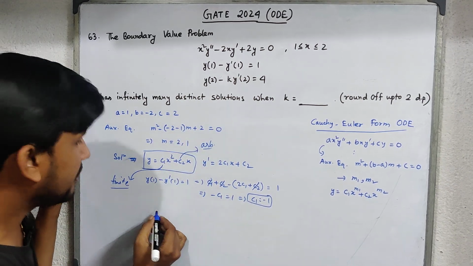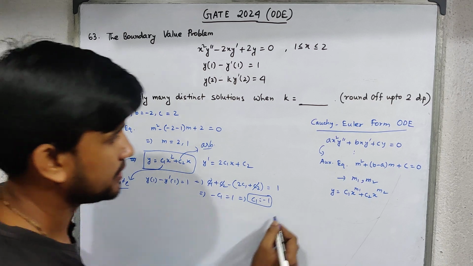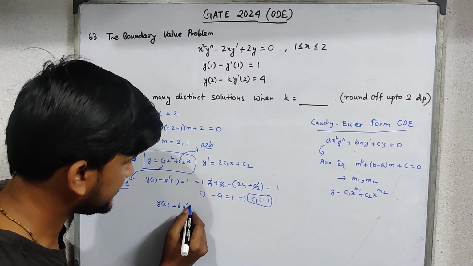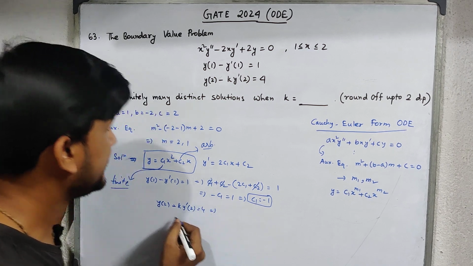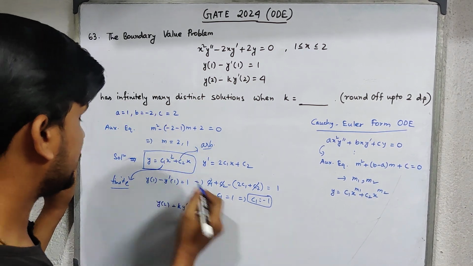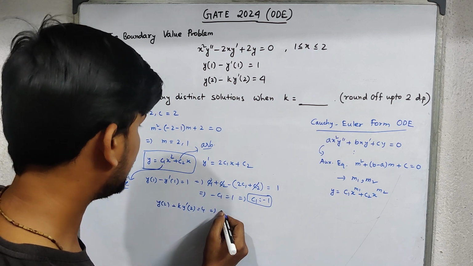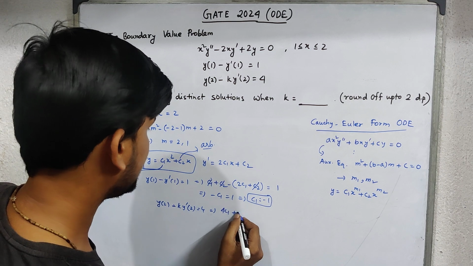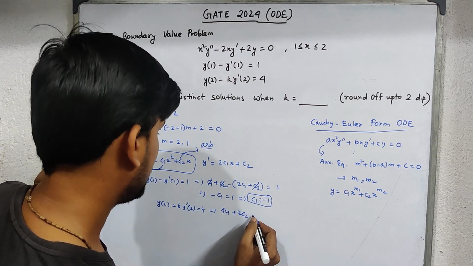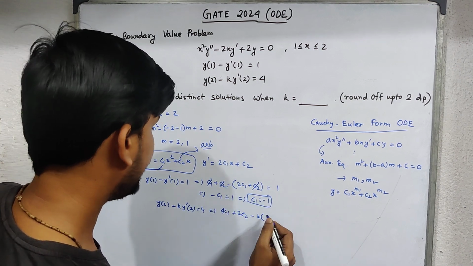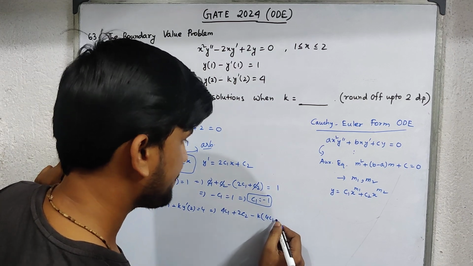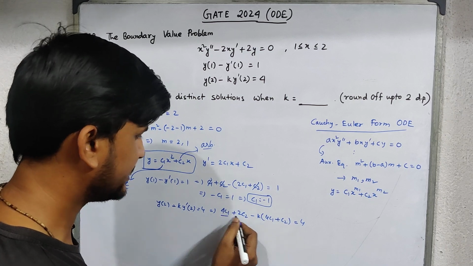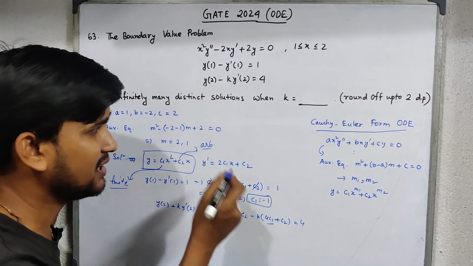So from the second boundary condition we can write y2 minus k y dash 2 equals 4. Y2 means 4c1 plus 2c2, minus k into y dash 2, which is 4c1 plus c2, equals 4. Now we can put the value of c1 here, so we don't need c1 here.